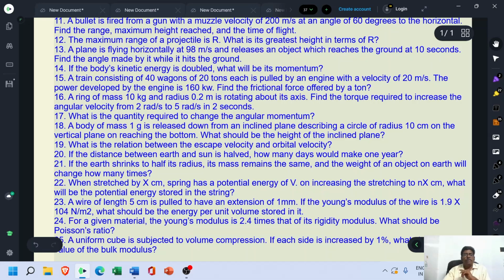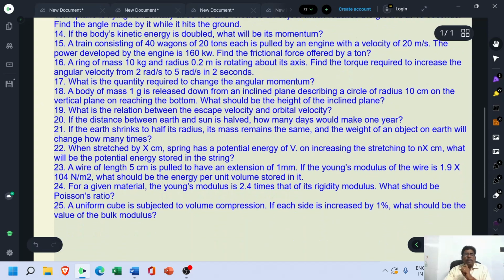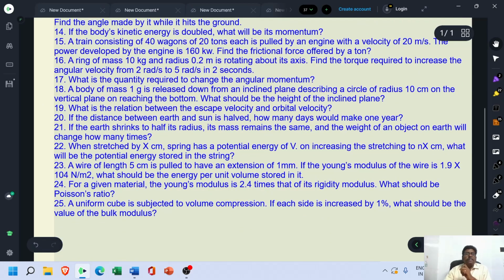14th question is, if a body's kinetic energy is doubled, what will be its momentum? 15th question. A train consisting of 40 wagons of 20 tons each is pulled by an engine with a velocity of 20 meters per second. The power developed by the engine is 160 kilowatt. Find the frictional force offered per ton.